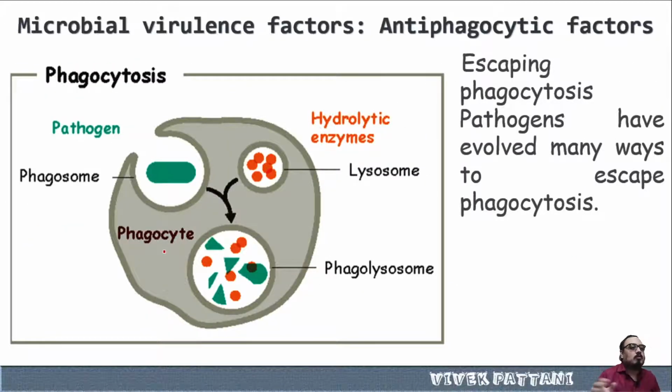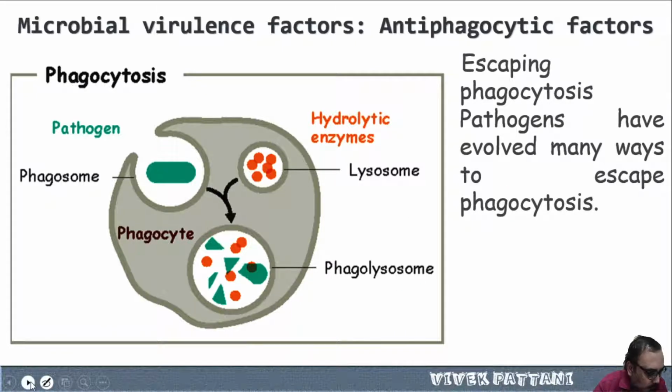Now, how do these antiphagocytic factors help in escaping phagocytosis? Pathogens have evolved many ways to escape phagocytosis, one of them being through hydrolytic enzymes. Given here is a regular diagram of phagocytosis.